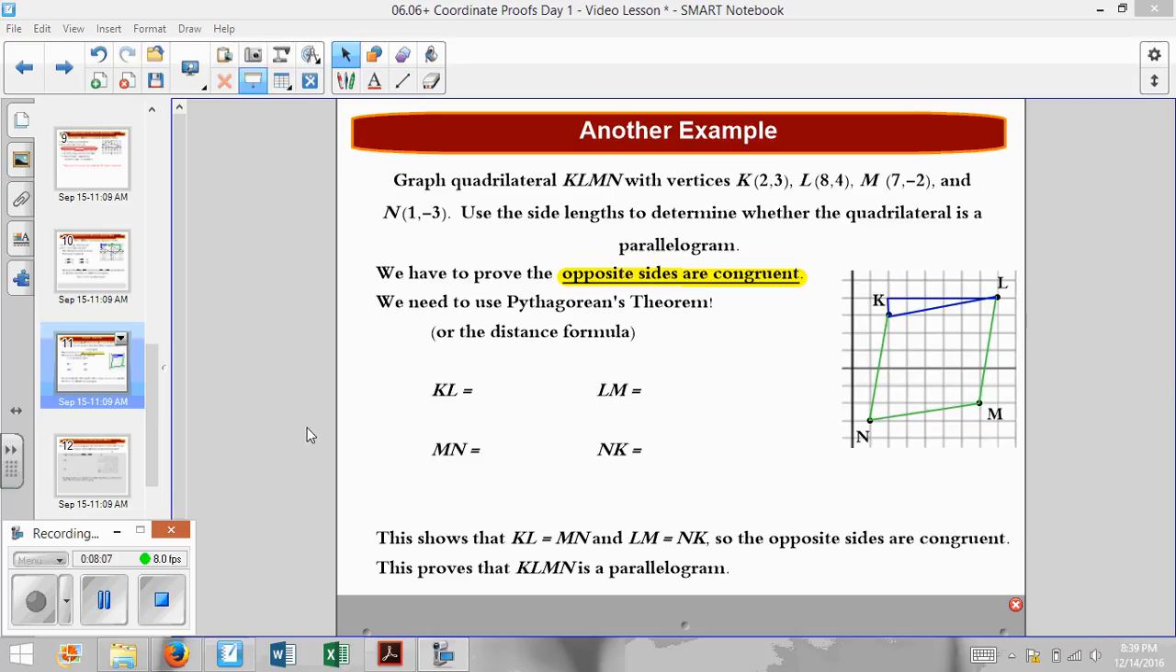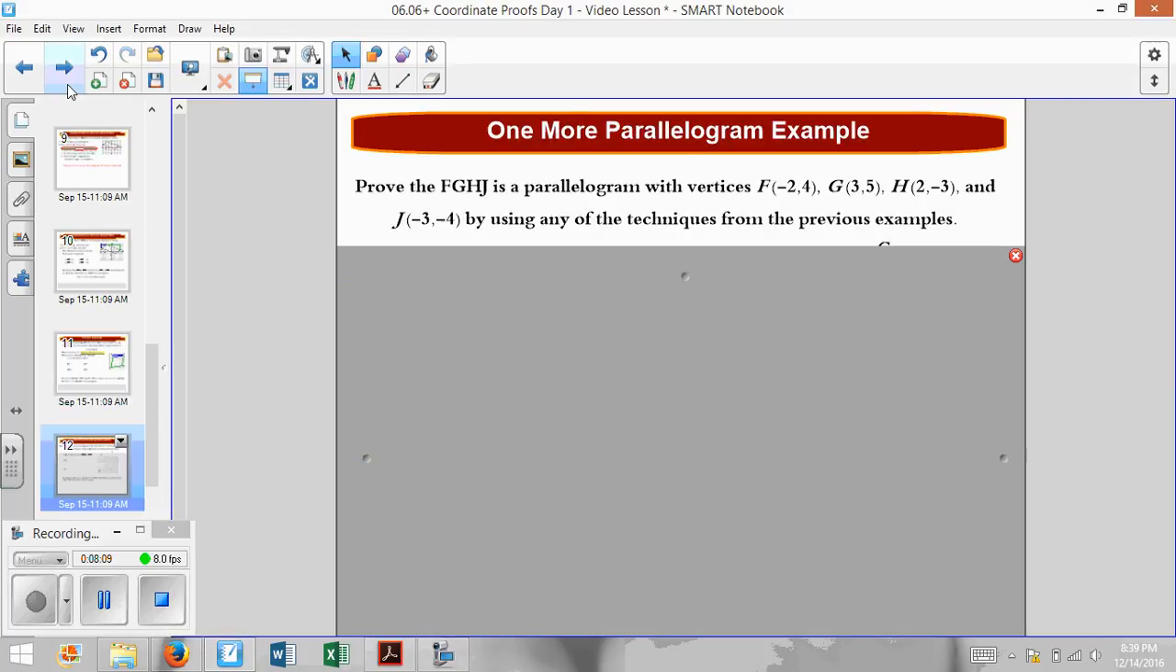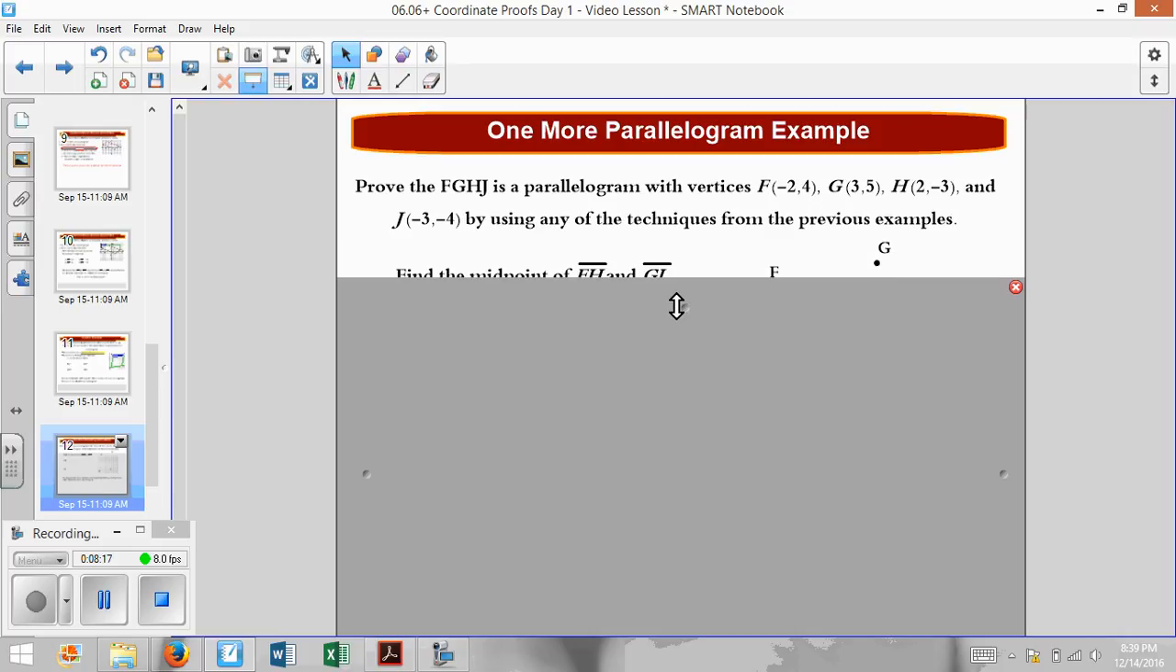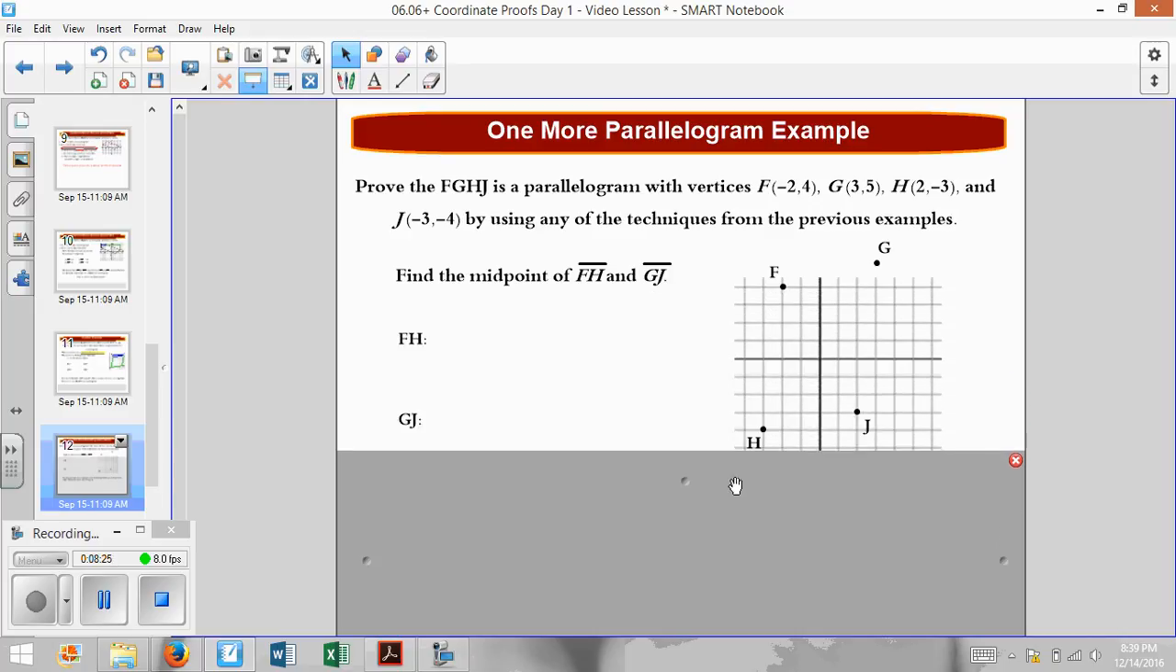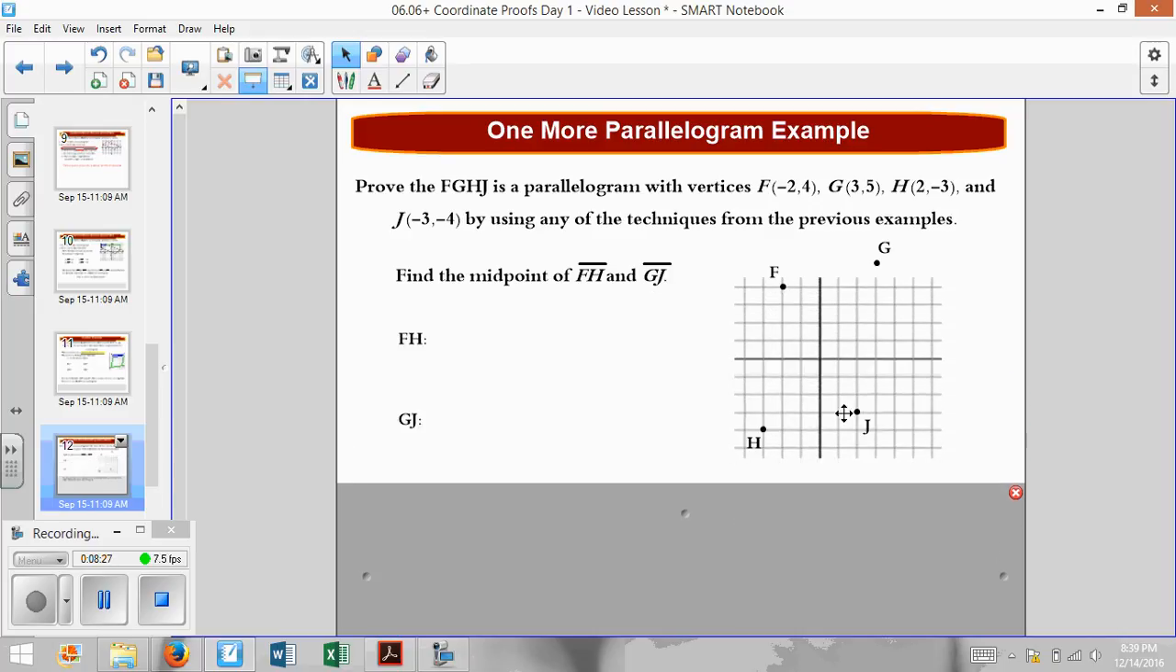Alright, so my packet has one more parallelogram example. Here are the 4 coordinates, and it says I can use any technique I want. So there were 4 different ones, I believe, but just because it's a lesson, I'm going to ask you to do this one. Find the midpoint of FH and GH. So why would I make you do that? Well, first off, I started by plotting the points.